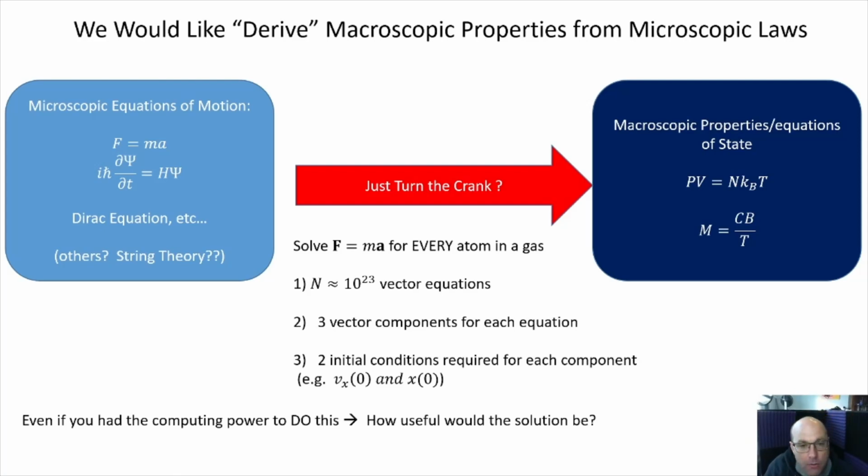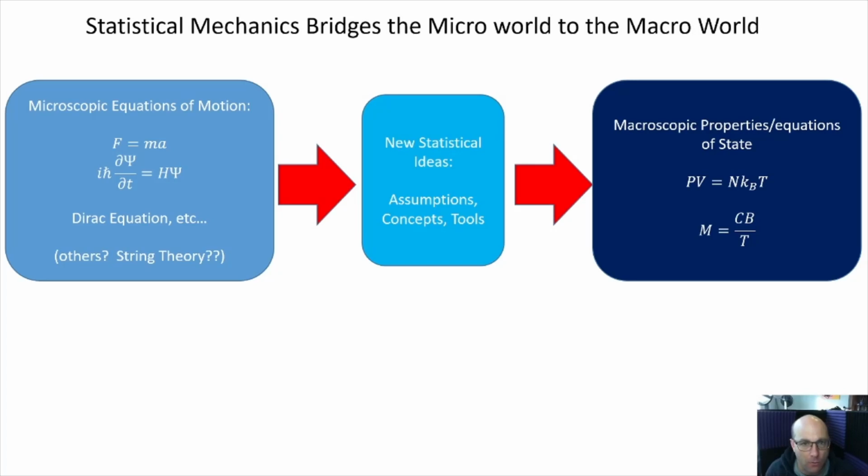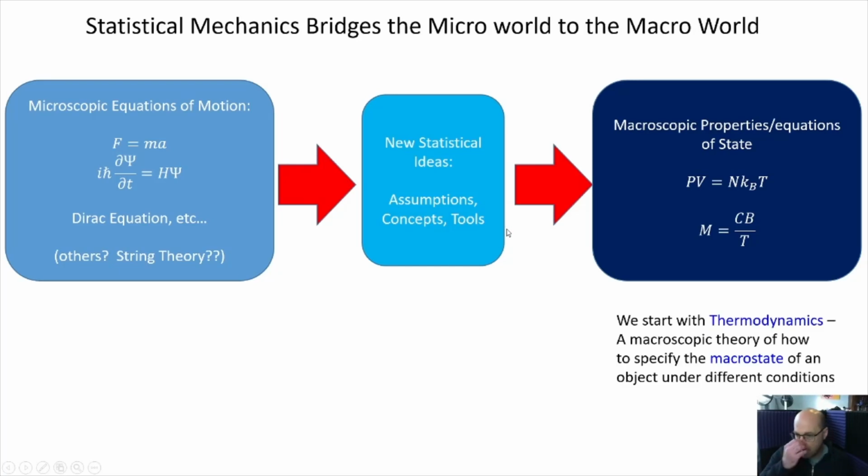So the answer is no, you can't just turn the crank. You need to insert new ideas to bridge from the microscopic equations of motion to the macroscopic properties and equations of state that are typically seen in experiments, right? And I think it's important that this is not just trivial new ideas, but there are actually new assumptions that come in, new concepts, and of course new tools. And so in this class, we start on the macroscopic side with thermodynamics.